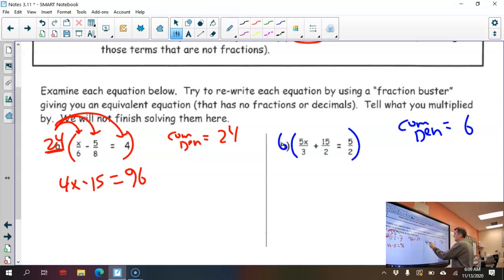So 6 divided by 3 is 2. 2 times 5 is 10x. Then 6 divided by 2 is 3. 3 times 15 is 45.